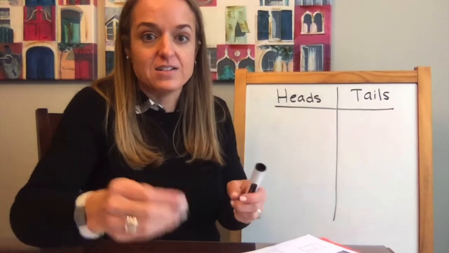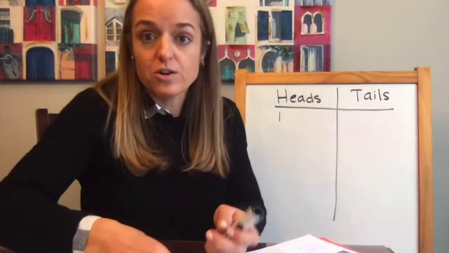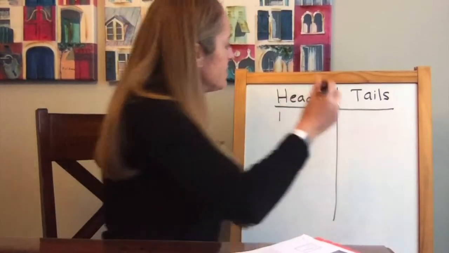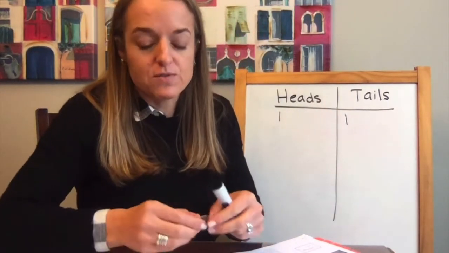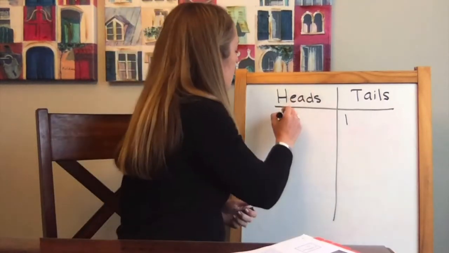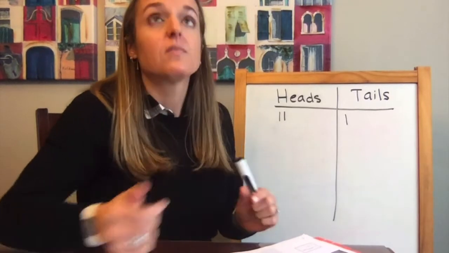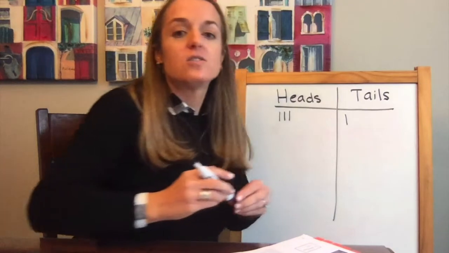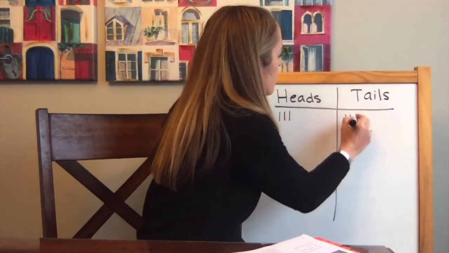So I got heads that time, so I'm going to make a little tally mark, and then my partner can go, okay? And so then he's going to flip. That time I got tails. And we're going to each do it 6 times for a total of 12 tosses. Got a heads that time. I got another heads. Okay, so you're going to do it 12 times. So let's pretend like we've done all 12 times.